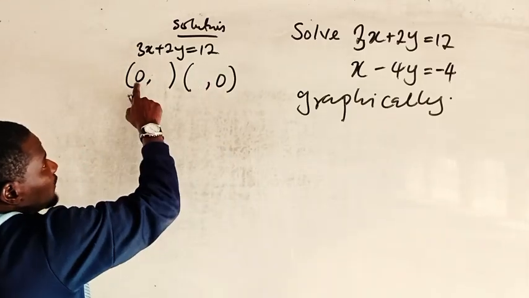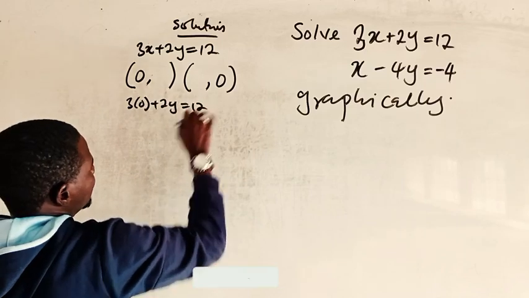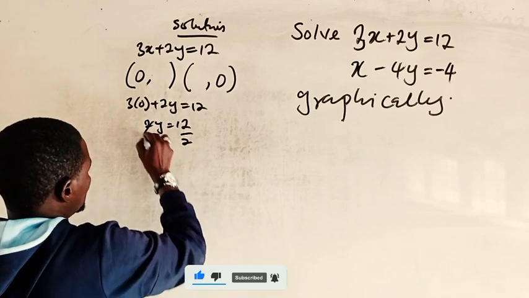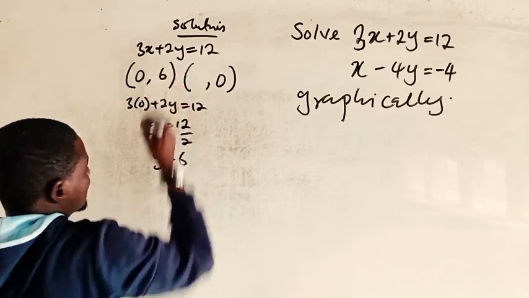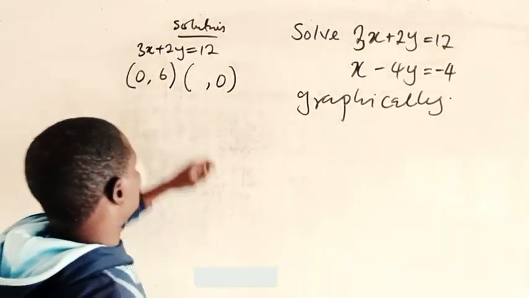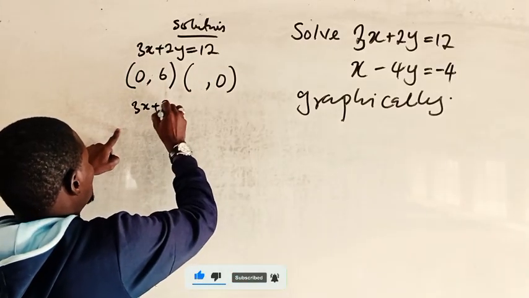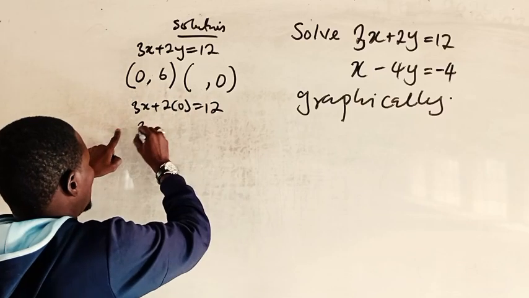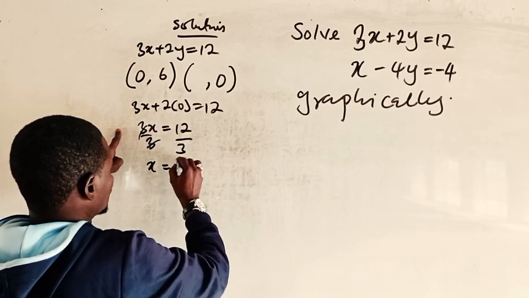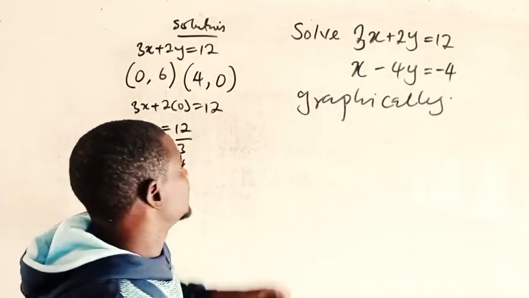So if x is 0, that means we have 3 bracket 0 plus 2y equals to 12. Automatically we have 2y to be 12 and divide both sides by 2. 2 goes to 2, then y equal to 6. Automatically here is 6. Now you finish with the first bracket. Now what next to do is to find the value of x when y is 0. So as y equals to 0, we have 3x plus 2 bracket 0 equals to 12. We now have 3x equals to 12, then divide both sides by 3. 3 goes to 3, we have x equals to 4, so that means here is 4. With this now, you've automatically finished the first equation.